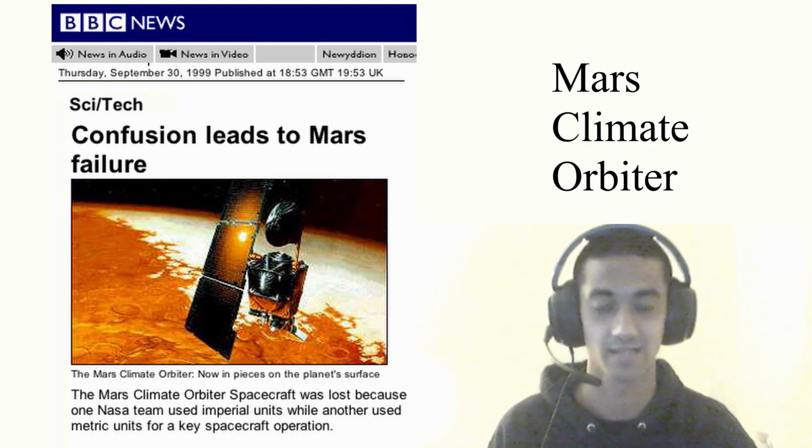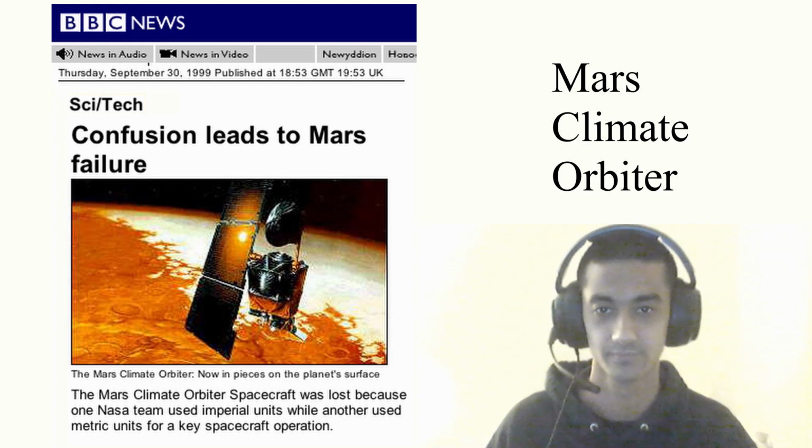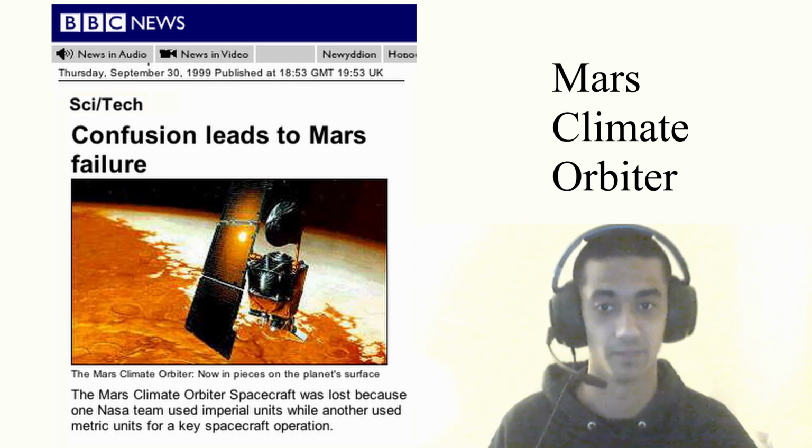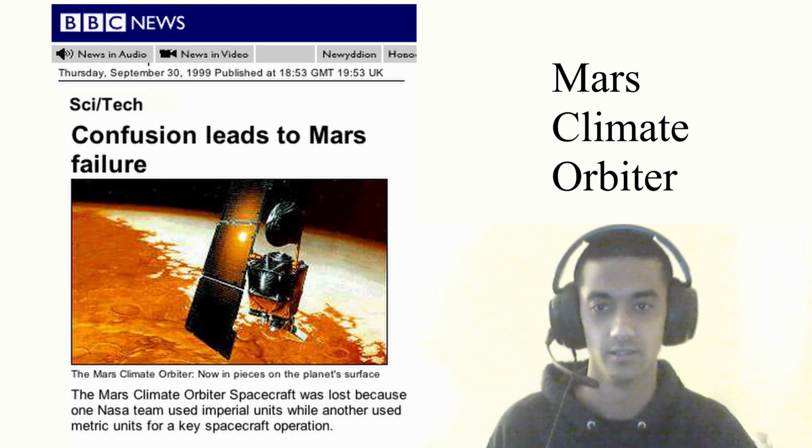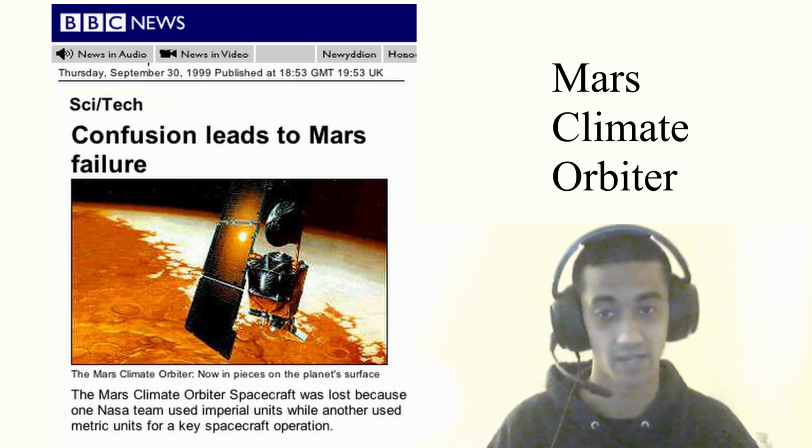This is the Mars Climate Orbiter. It's a space probe that cost NASA over $125 million to build, and every attempt was made to design and build this probe correctly. The navigation team at the Jet Propulsion Laboratory used the metric system while designing this probe. However, Lockheed Martin, the company which built the probe in Denver, Colorado, provided the acceleration data using the English system of units. Due to this mismatch in units, the probe missed its intended orbit and crashed into the Martian atmosphere.